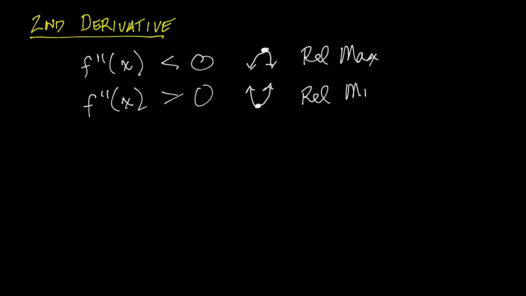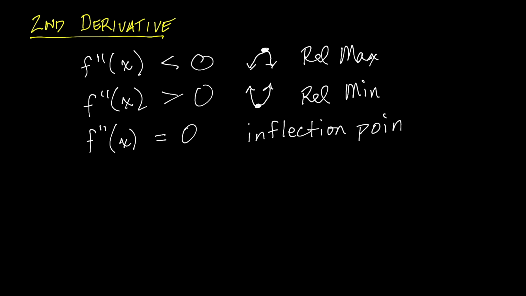relative minimum. And last but not least, when we get to inflection points, when the second derivative is equal to 0, you have identified an inflection point. So an inflection point, remember, is just one side of the curve, something like this. So this would be an inflection point. It's concave down to the left and concave up to the right.